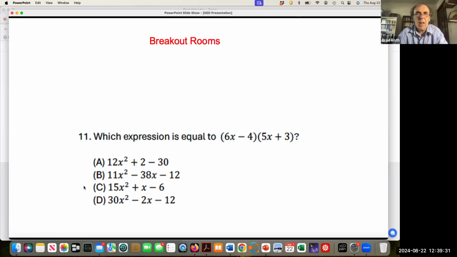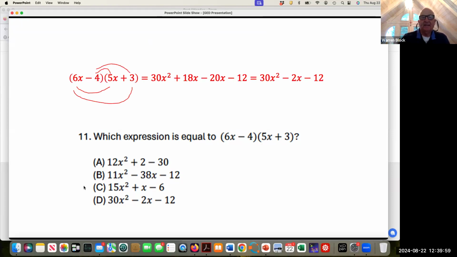Okay. And finally, skip the breakout room. It's the last one, Warren. If they've had enough experience with multiplying polynomials, they know that the last term, 3 times 4, has to be -12. So you've got B or D to choose, and then 5 times 6 has to be 30. So you can forget the middle terms with the choice of answers that are there, but it's better to learn FOIL.